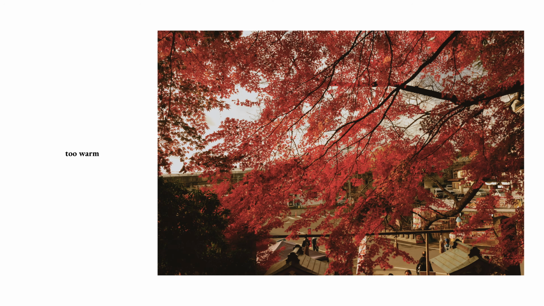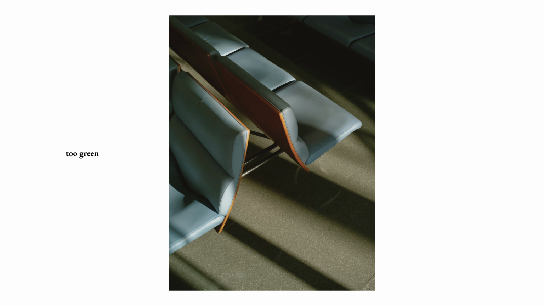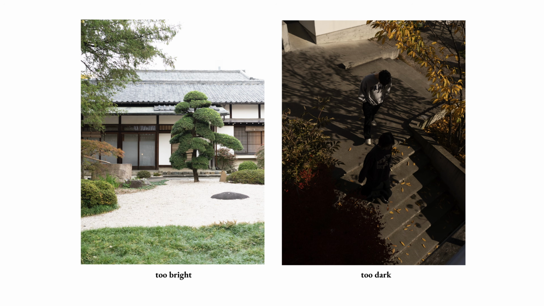Right out of the camera, some images are way too warm. Sometimes you have some strange tint issues going on. Maybe you're shooting in front of some tinted glass, so everything looks slightly green. And oftentimes as photographers, we're not perfect. We mess up our exposure. We accidentally make the photo way too bright or way too dark.